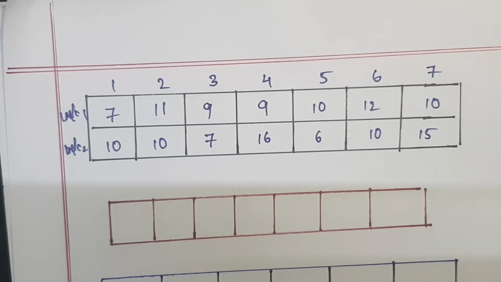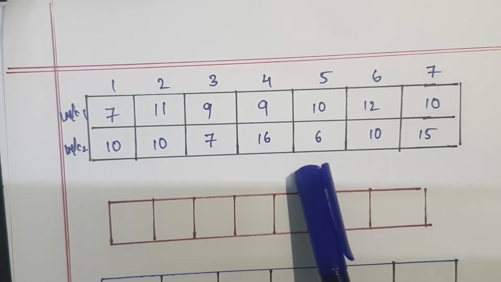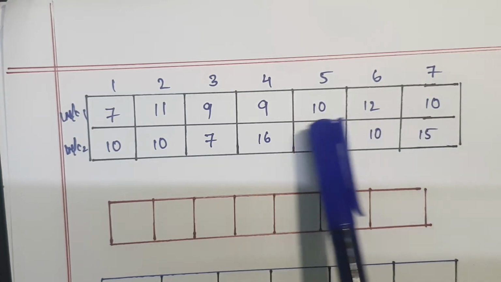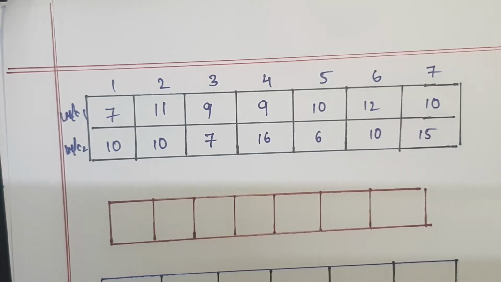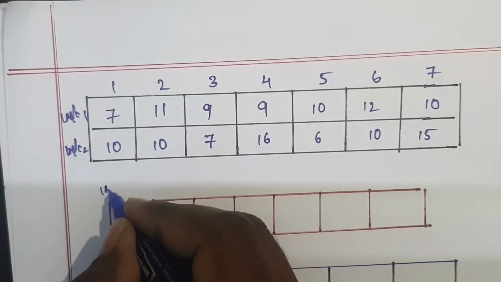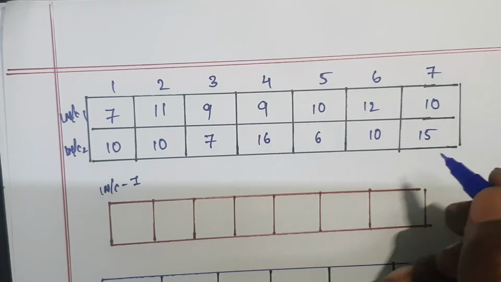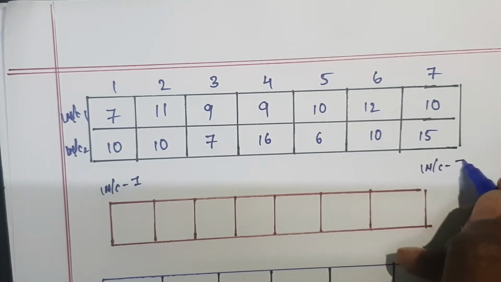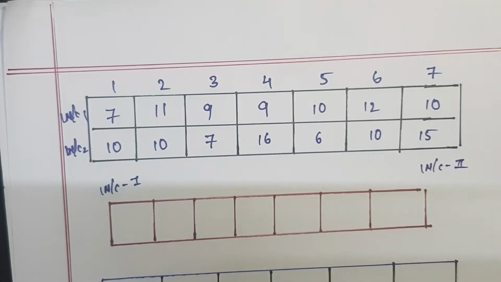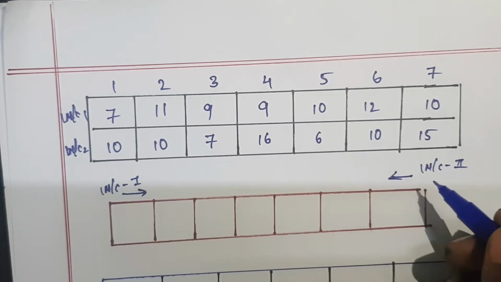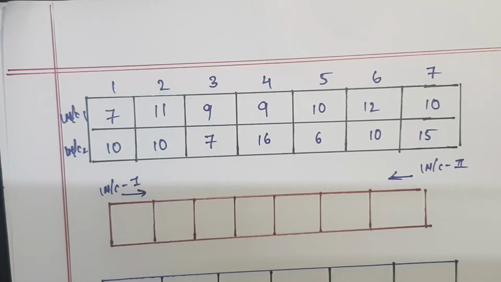Now, the first thing you have to do is check the least value. Which one is the least value? 7, 7, 7, 6, 6, 6. Is there any value less than 6 here? No, 6 is the least value. Here you can write WC1, okay? And here you can write WC2. WC1 is from left to right and WC2 is from right to left. You have to remember this: left to right and right to left.